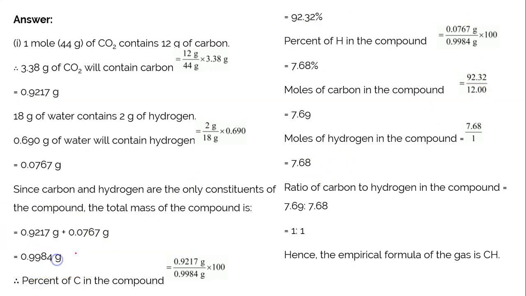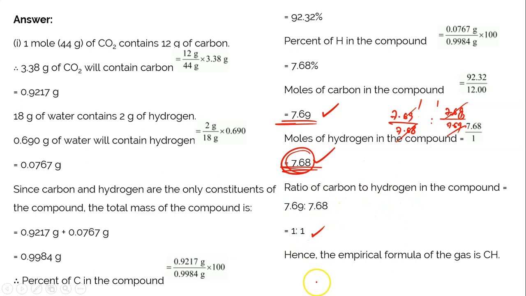And what is the second step there? In the second step, you have to identify the least value out of these two, which is 7.68, and divide both the answers by that least value. When you do so, 7.69 divided by 7.68 and 7.68 divided by 7.68, more or less you will have a 1:1 ratio, right? So now 1:1 is the ratio of the number of atoms of what? Number of atoms of carbon and hydrogen. So your empirical formula is going to be C into 1, H into 1, CH.